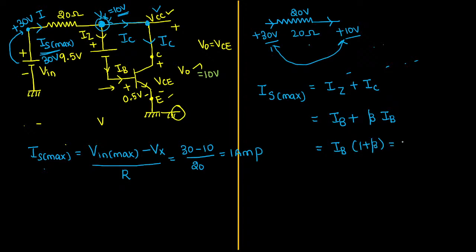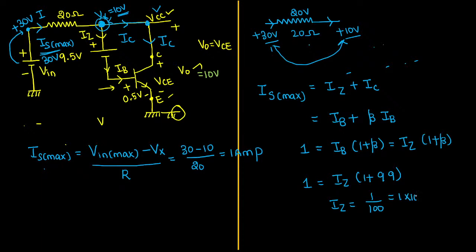This base current is equal to the Zener current only. You can also write IZ into (1 plus beta). Don't get confused with this. The maximum supply current is 1 ampere, so 1 ampere equals Zener current, which is not known, into (1 plus beta), and the beta value is already given, that is 99. Substituting here, the Zener current is 1 upon 100, or 1 into 10 power minus 2, or 10 milliampere.